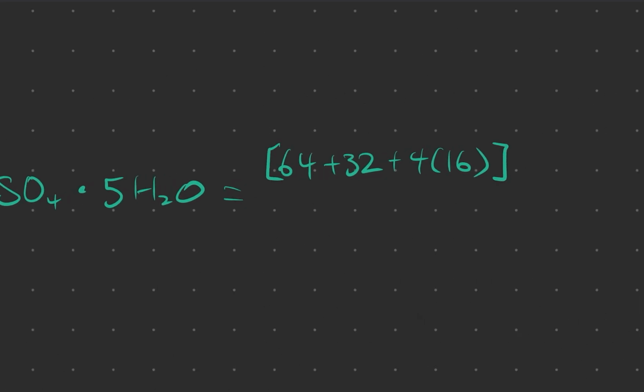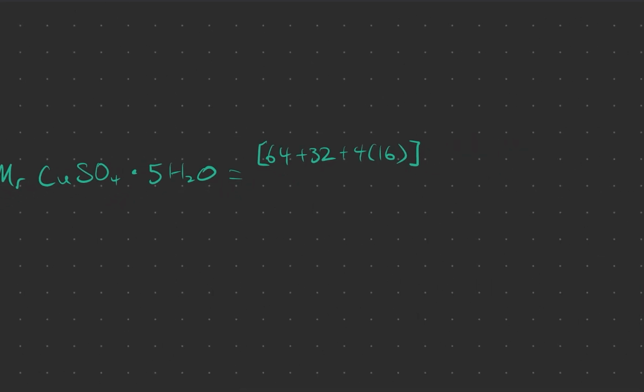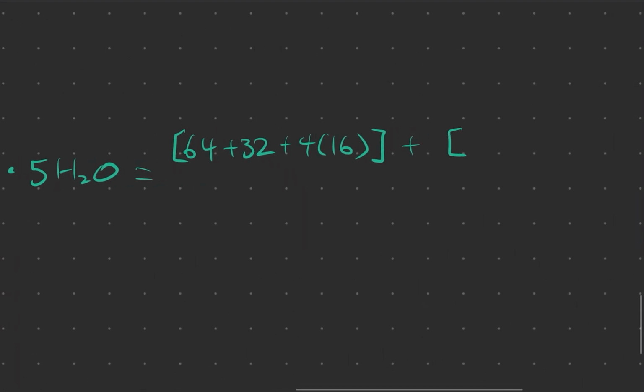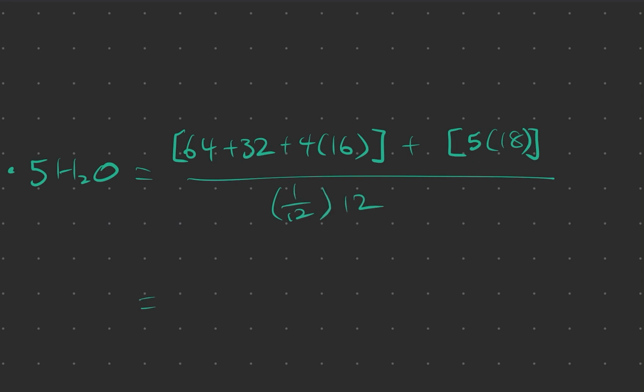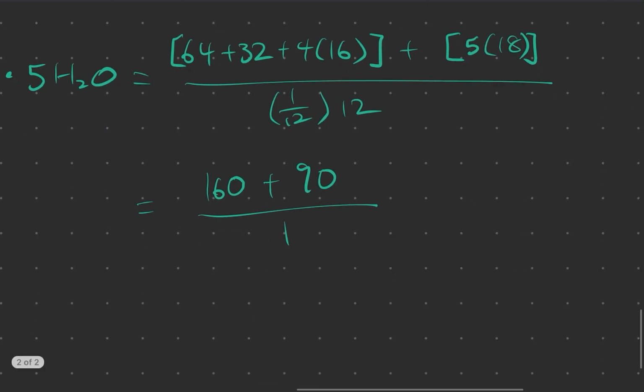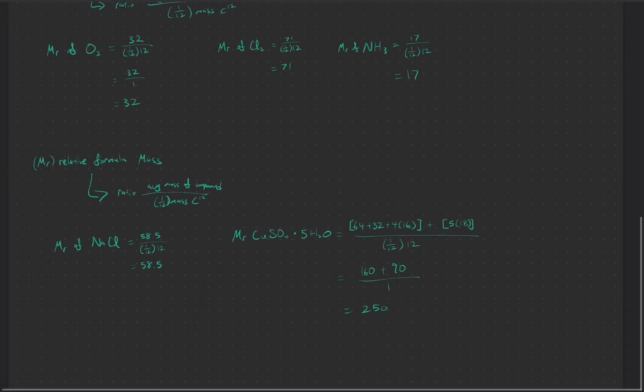So this is for copper sulfate. And then for the water, it's just... water's MR is 18, so it's just 5 times 18. So we divide this by 1/12 times 12. So we will end up getting 64 plus 32 plus 4 times 16, which is 160, plus 5 times 18, which is 90, divided by 1. So we'll end up getting 250. That's our answer.